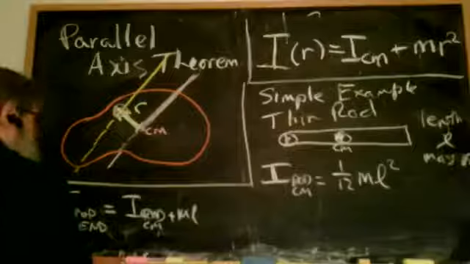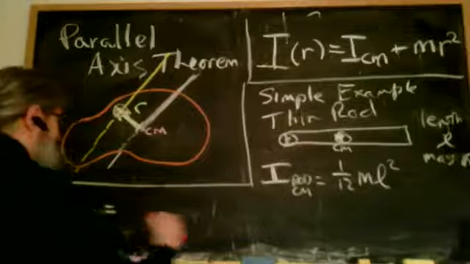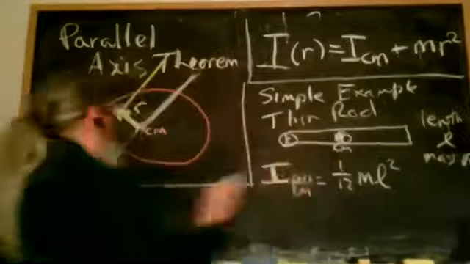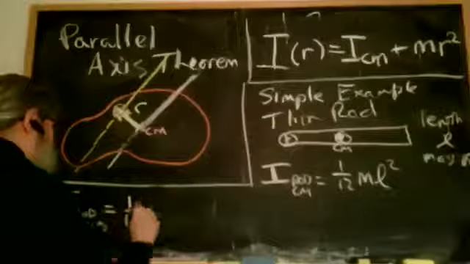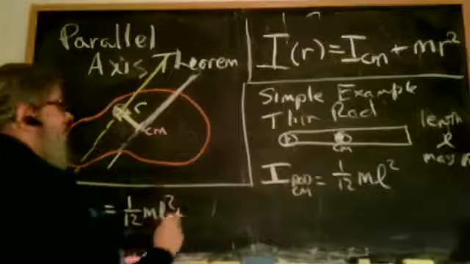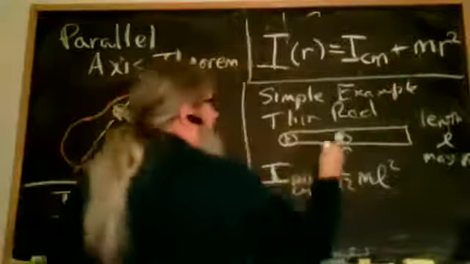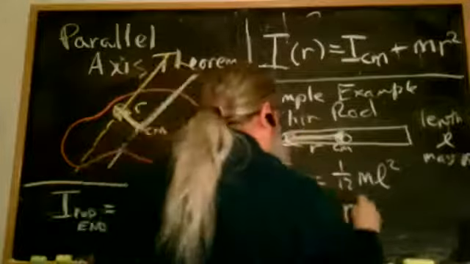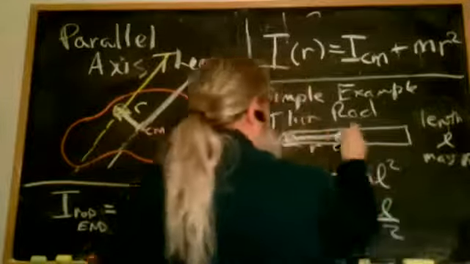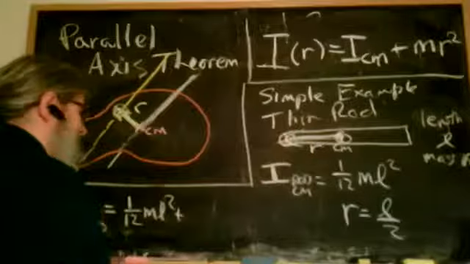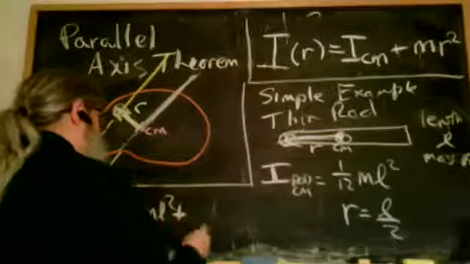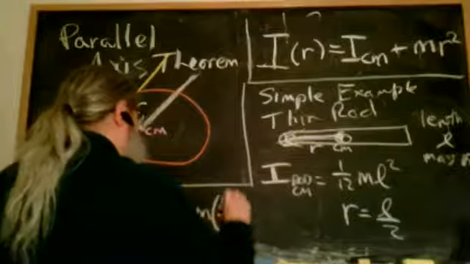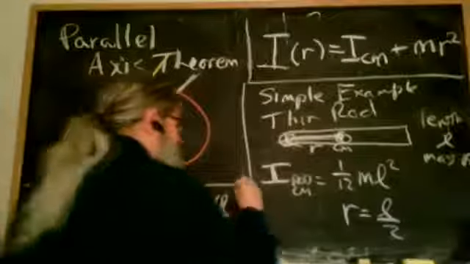Let's actually write these things out. Let's just use that. We'll save ourselves space. So I CM, we already know what that is. So that's 1/12 ML squared plus M R squared, where R is the distance from here to here. That's R. But in this case, R is equal to L over 2 because I basically displaced the distance L over 2. So that's 1/12 ML squared plus M times L over 2 squared.